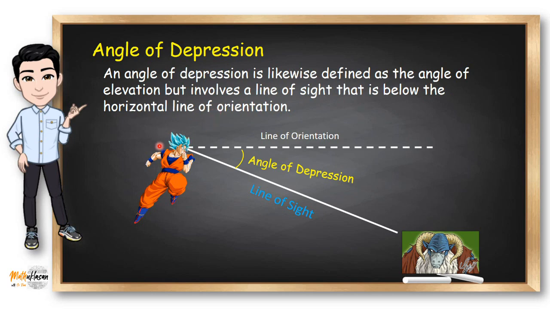So again, ngayon ang observer natin ay nasa taas at tumitingin siya sa baba. The line of orientation does not change. It's always the horizontal line. Now, since the observer is looking down, the line of sight is in this part. Ayan. At ang angle na nabubuo between the line of orientation and the line of sight is the angle of depression.